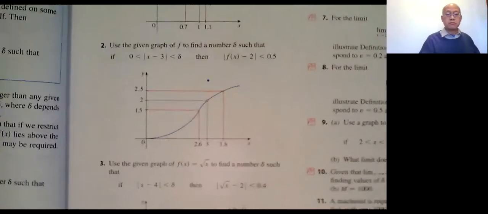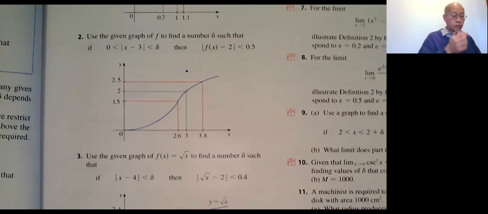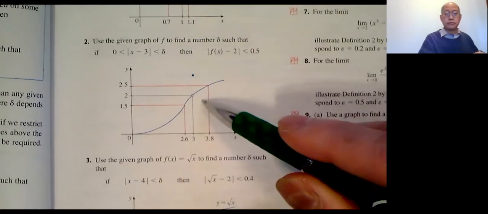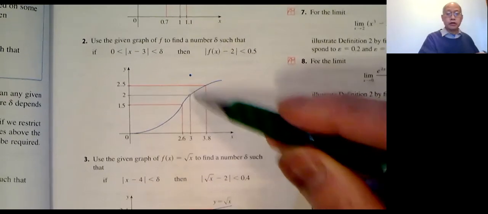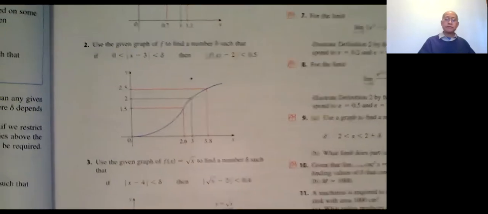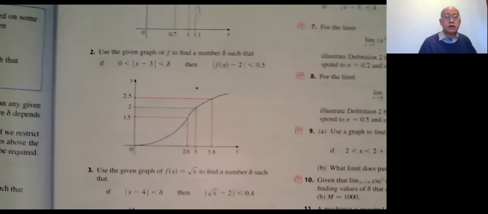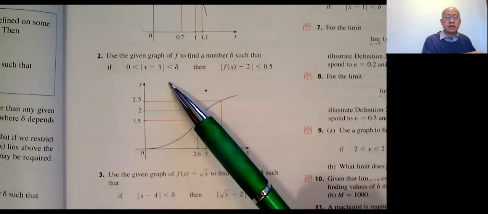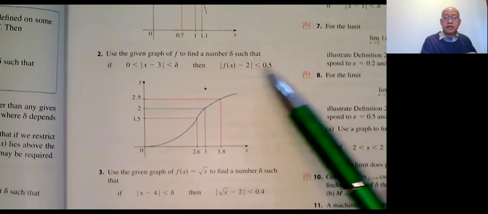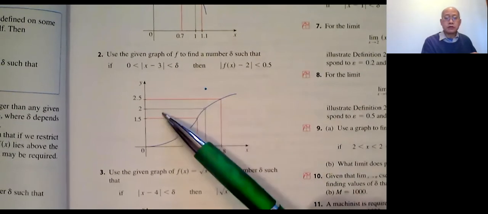Problem number 2. Here's a graph where we're saying the limit as x approaches 3 of f of x is equal to 2. Okay, the graph goes like this. Open circle, it jumps up to a dot over here, which we don't really care, then continues on there. So use the given graph of f to find the number delta such that if 0 is less than absolute value of x minus 3 is less than delta, then absolute value of f of x minus 2 is less than 0.5. This is the epsilon. Epsilon is 0.5. Okay, so we're saying the limit is 2.